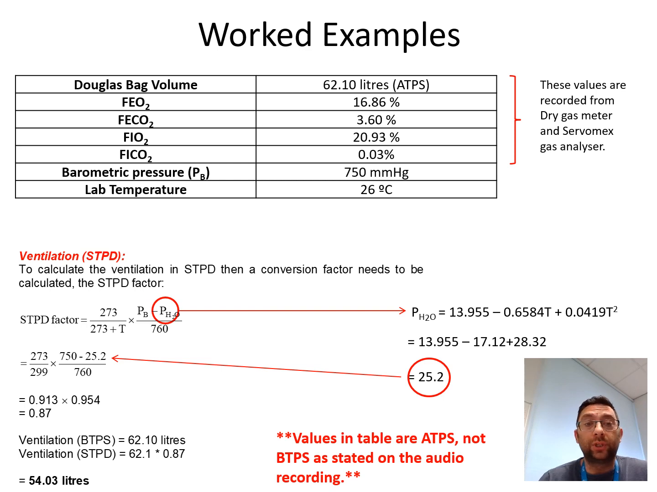The other thing that will change is the barometric pressure. These are some data that we collected in previous years within the Darwin physiology labs, and at the time of collection the barometric pressure in the lab was 750 millimeters of mercury, so just slightly less than the standard 760, and the lab temperature was 26 degrees.